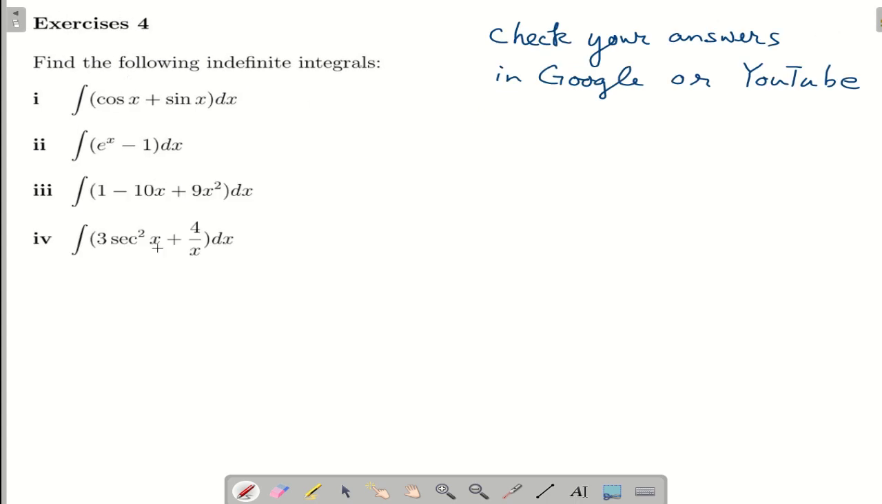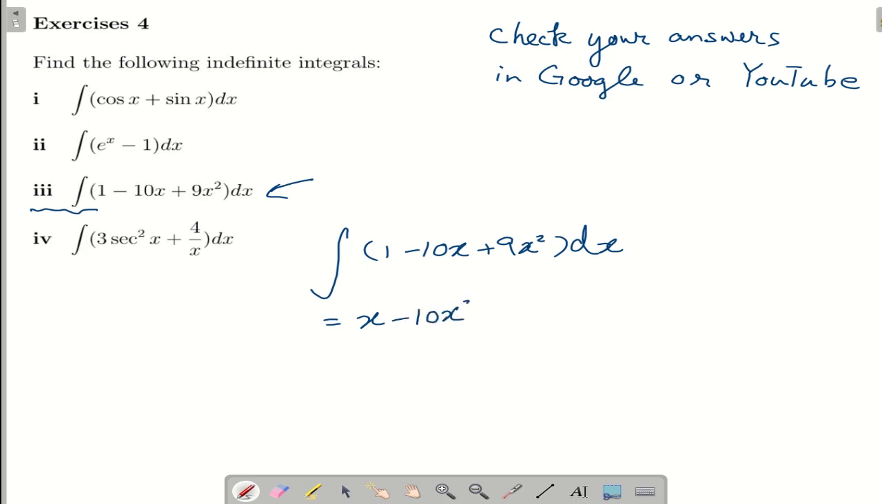Okay, I got 4 exercises for you. I pick up question number 3. I have the integration of 1 minus 10x plus 9x squared dx. I can do it term by term: 1 goes to x, and minus 10x goes to minus 10x squared over 2, and 9x squared goes to 9x to the power of 3 over 3, and then plus c. And now you got x minus 5x squared plus 3x to the power of 3 plus c.